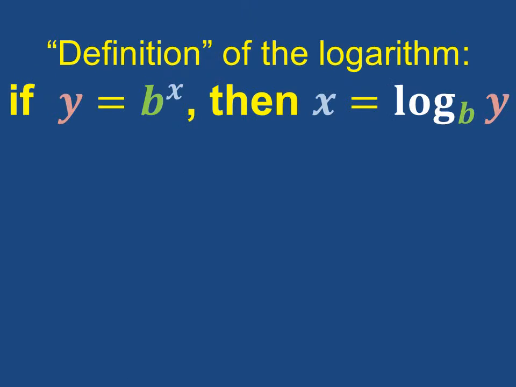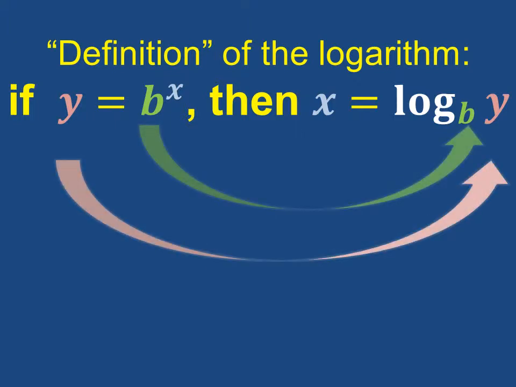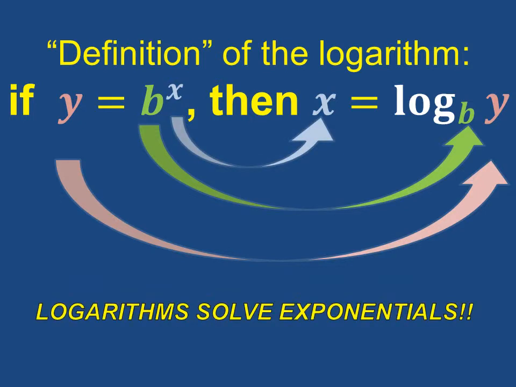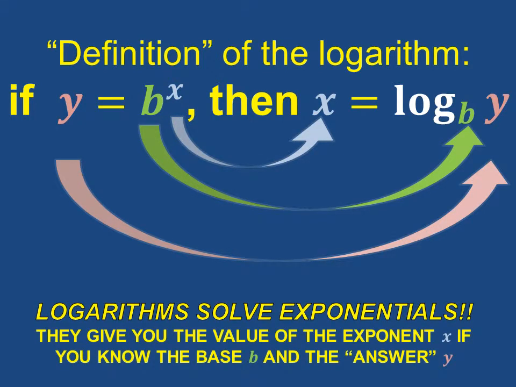We can define the logarithm then by comparing the exponential form and the log form as shown here. Notice how the y's, the b's, and the x's line up between these two. So logarithms solve exponentials by giving you the value of the exponent x if you know the base b and what we'll call the answer, y.